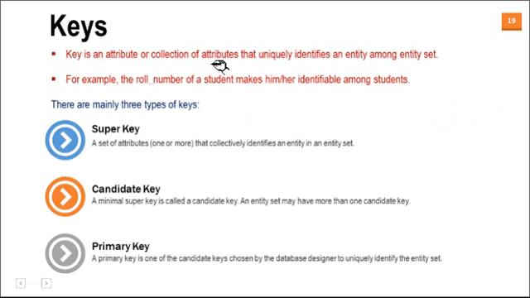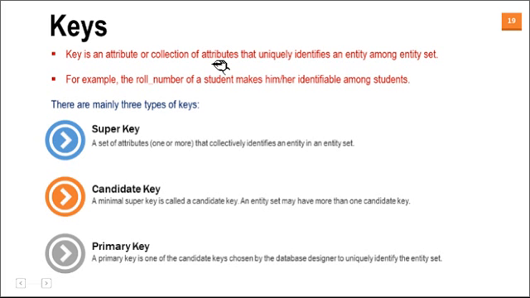Keys. Now I will discuss keys. A key is an attribute or collection of attributes that uniquely identifies an entity among the entity set. Here we have three kinds of keys. First one is super key, second one is candidate key, and third one is primary key. First, from the relation, we will create super keys. We will find all the sets of super keys. From the super keys we will identify candidate keys, and from the candidate keys one key will be chosen as the primary key.